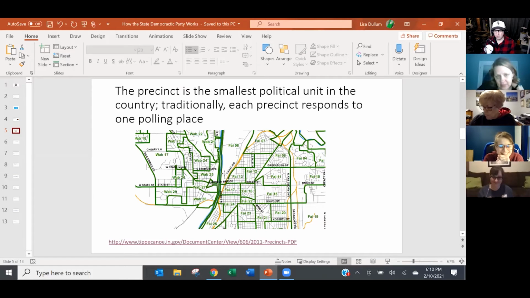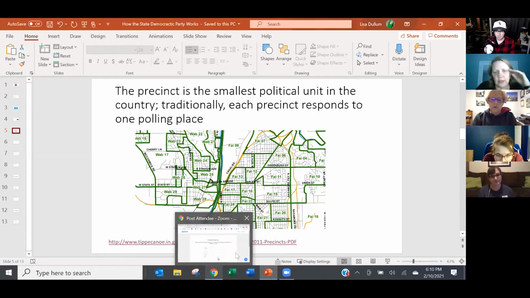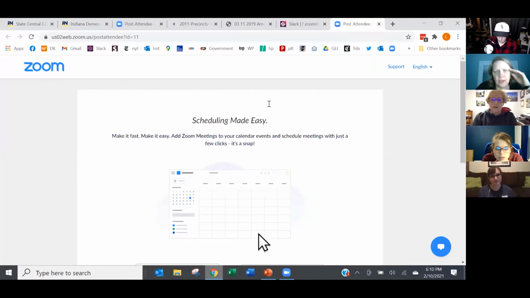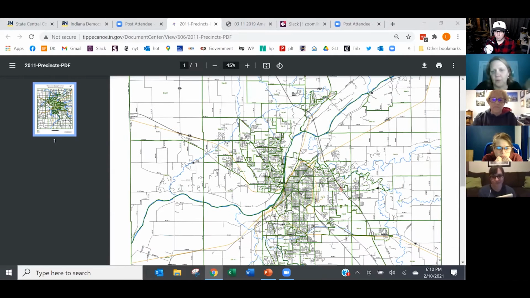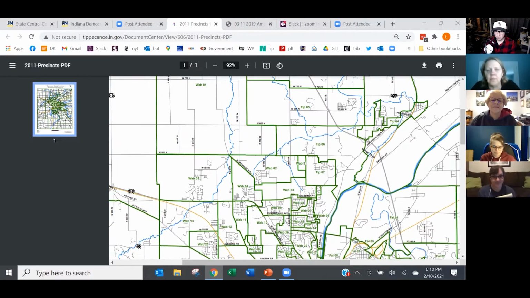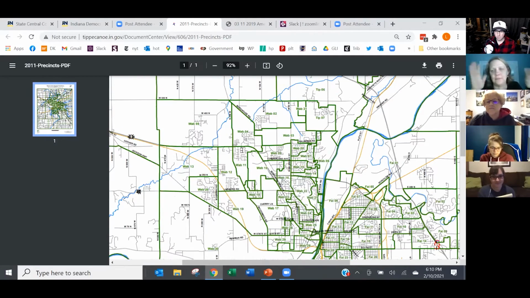So here is downtown Lafayette, West Lafayette, and you can see Wabash Township has a bunch of precincts. Fairfield Township has a bunch of precincts. I'm going to show you the map. Anyone can go to the county site, and this is the county precinct map, so you could look up where you live if you wanted to see where a precinct was. I can actually just zoom in. There are roughly 115 precincts in Tippecanoe County.